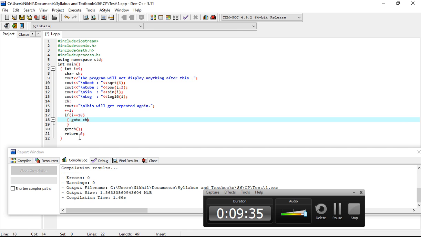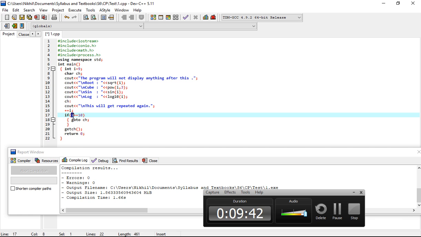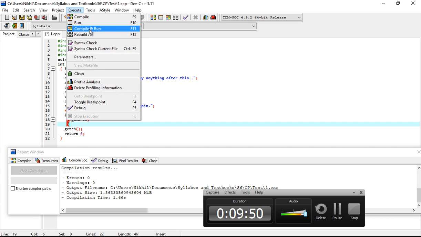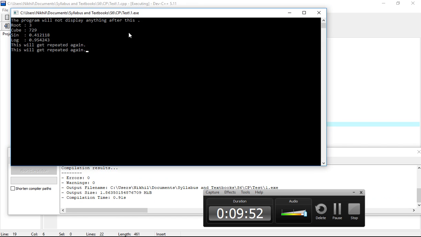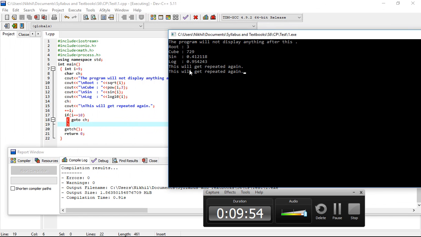So essentially what I'm asking to do over here is, I'm incrementing I's value first. Then I'm checking whether I is 10 or not. If I is 10 only, the go to works. So we're not having a repetitive infinite loop. Now if I run this program, see, this will get repeated again, happens twice.